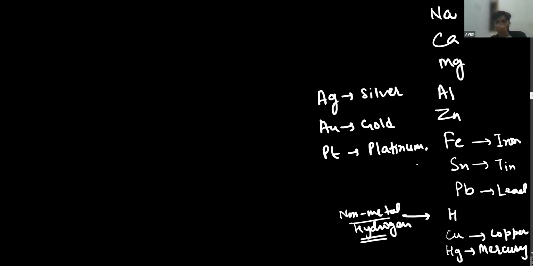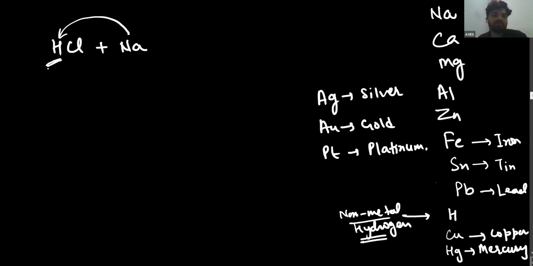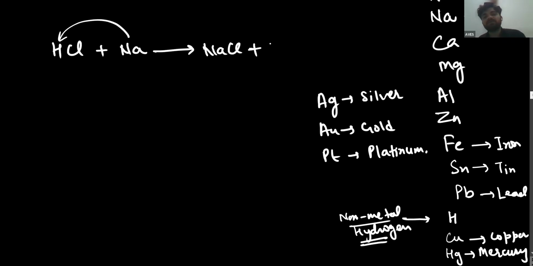Okay, dear students, let's discuss what is actually happening. When we take dilute HCl, hydrochloric acid, and add sodium metal to it, sodium is above hydrogen in the reactivity series. This reaction will take place instantly. The sodium will replace the hydrogen, and in its place it will form NaCl plus hydrogen gas.